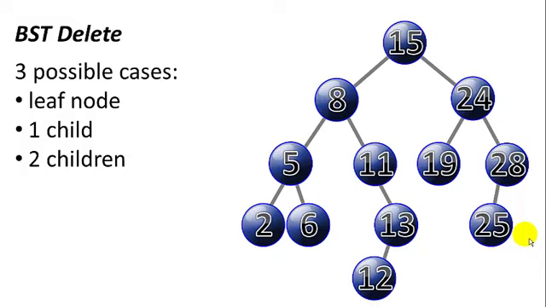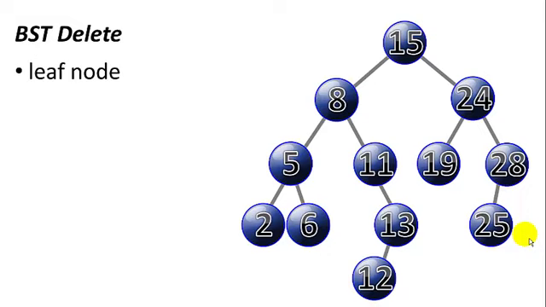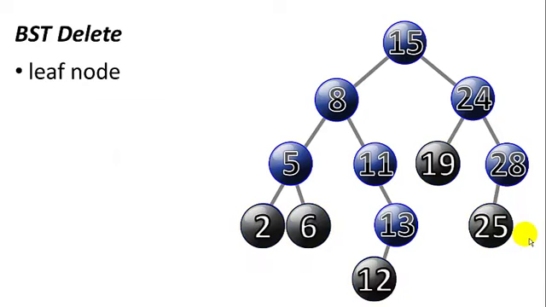And the binary search tree delete operation, there are 3 possible cases. Either the node you want to delete is a leaf node, it has 1 child, or it has 2 children. And we'll look at each case separately. So first, let's say we want to delete a node that is a leaf node. Now in this tree, we can see that nodes 2, 6, 12, 19, and 25 are all leaf nodes. So if we want to delete one, we can simply delete it without affecting the rest of the tree.